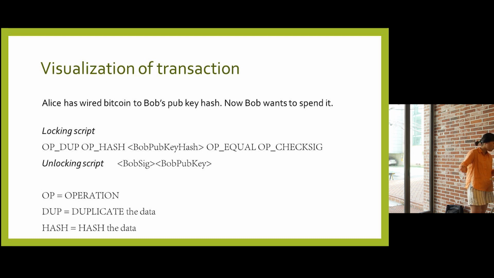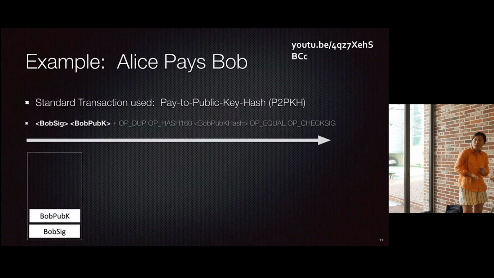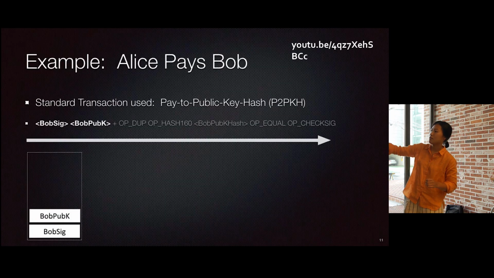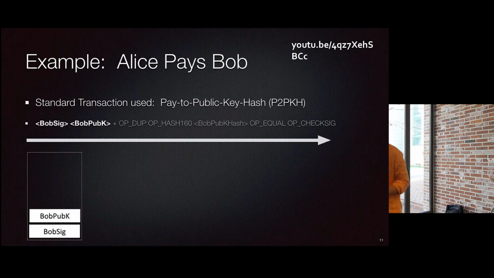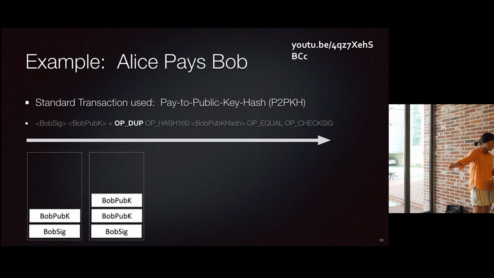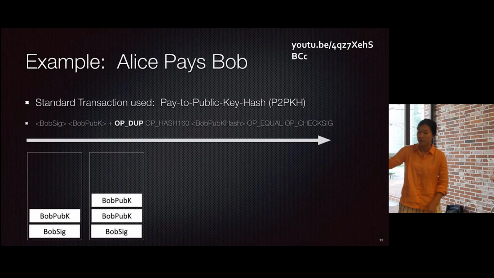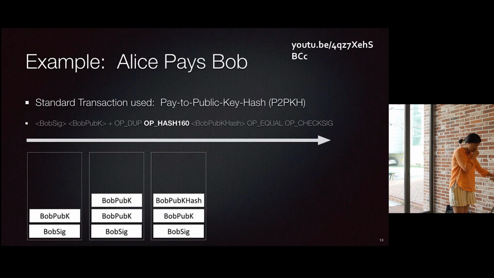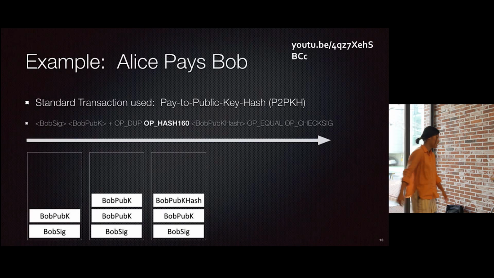So, op codes: operation, duplicate the data, hash the data. Alright, so I put this here. What is highlighted right now is the unlocking script, which Bob has to provide in order to spend the money. So he has provided that, let's say. He put his signature and public key. And now what the locking script does is say duplicate whatever is on the top of the stack right now. So it took Bob's public key and duplicated it and put it on top of the stack. Now the next operation says hash it. So hash whatever is on the top right now, and you get Bob's public key hash.